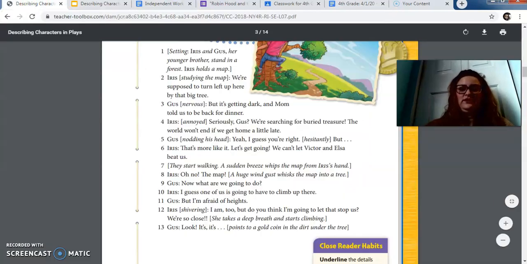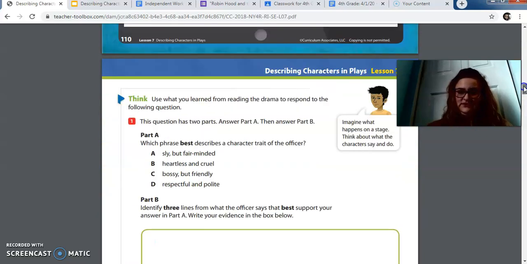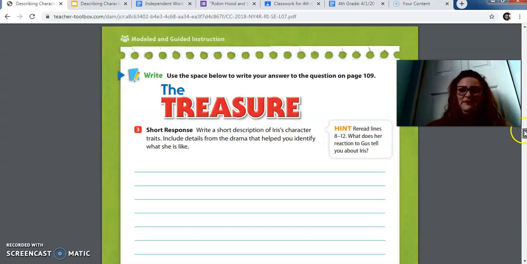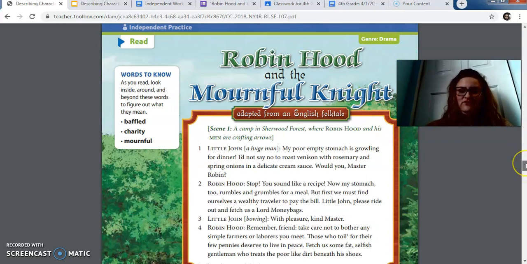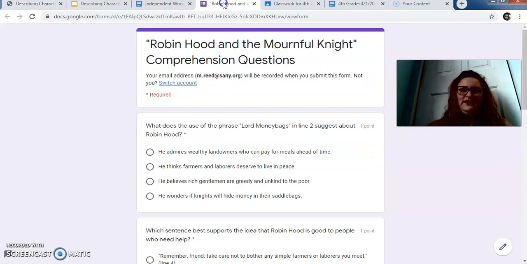After you finish reading William Tell, which is the next, so hold on, my screen is freezing all of a sudden. Sorry, this is William Tell. After you finish William Tell, you are going to read Robin Hood and the Mournful Knight. FYI, the word mournful means sad, or somebody that is regretting something, somebody that feels badly about something. Mournful, usually we mourn for something, like when somebody passes away or when something bad happens. So that's what that word means. So you are going to read Robin Hood and the Mournful Knight, and then you are going to complete these comprehension questions on your Google Forms.